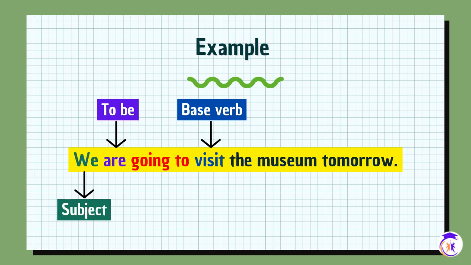We are going to visit the museum tomorrow. In this sentence, we have the subject, we. Since the subject is a first-person plural, we use are. Then going to signal the future. After going to, we use the base form of the main verb, visit. This sentence expresses an intention or decision to visit the museum in the near future.